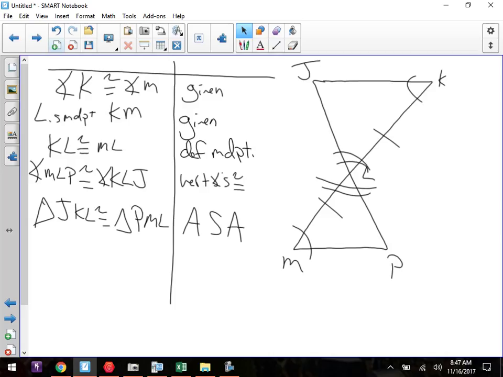This is 5, right? Yeah, that's fine. So really, again, the only thing you had to come up with on your own was vertical angles. It's kind of nice when they're easy like that.